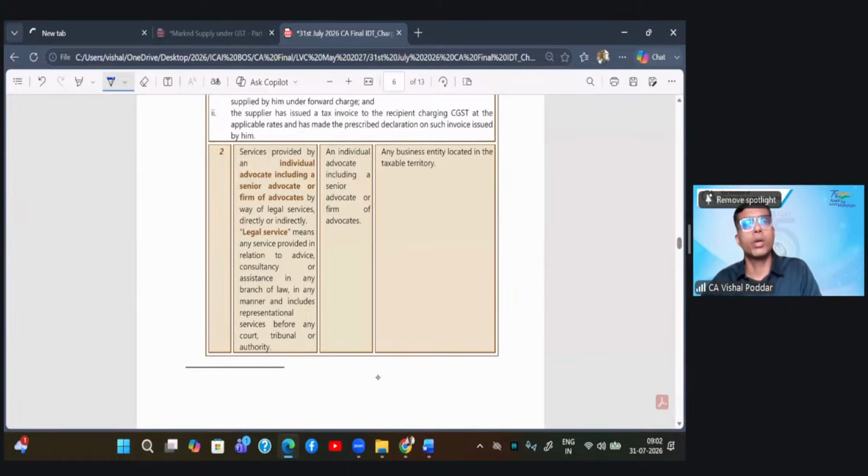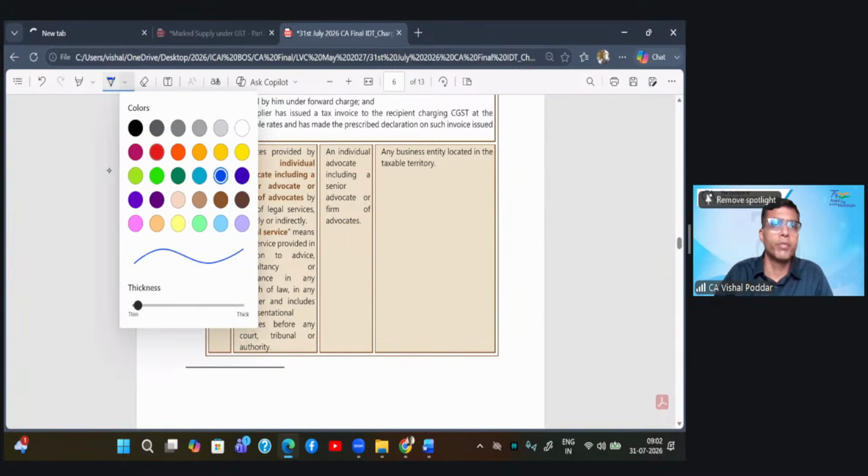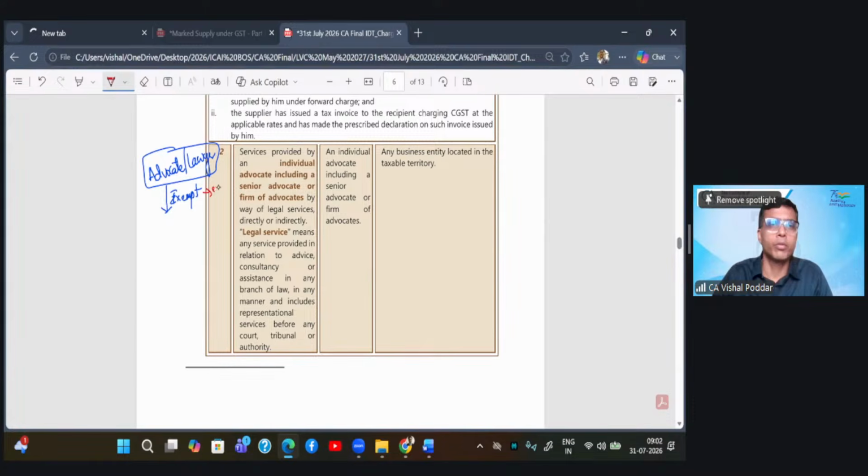Now students, we come to another very important service. The service is, in very simple words, lawyer service or advocate's service. Now again, check exemption chapter. If your service fits in the exemption, you have to exclude it because that will be outside GST.